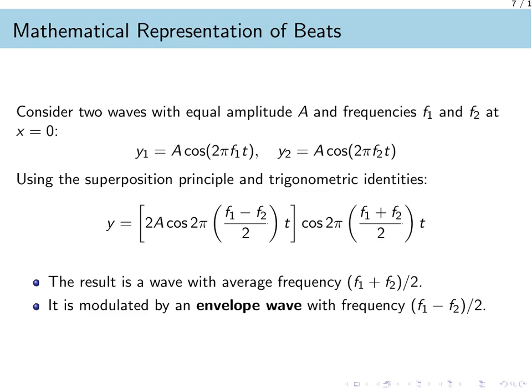Mathematically, we can represent this by looking at two waves with equal amplitude but different frequencies, labeled frequency 1 and frequency 2. When we combine these, using the principle of superposition and trigonometric identities, the resulting wave function has two distinct parts. The first part represents a wave vibrating at the average of the two original frequencies. The second part is a slower-moving envelope wave that modulates the amplitude. This modulation occurs at a frequency equal to half the difference between the two original frequencies. This describes how the loud and soft pulses of the beat are structured.